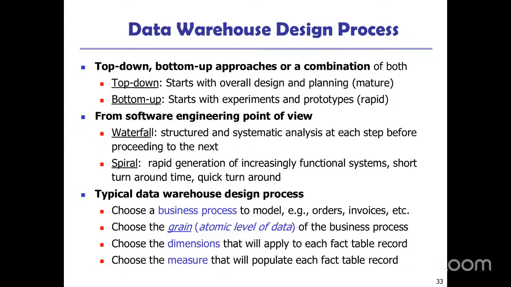In detail, that is top-down and bottom-up. And when it comes to software engineering, it is the waterfall and spiral model. Typical data warehouse design process: choose a business process to model, that is regarding orders or invoices. Choose the grain. Grain is nothing but the smaller, atomic level of data. What is the basic unit of data we use in that particular model? Choose the dimensions also. We need to think about the dimensions.